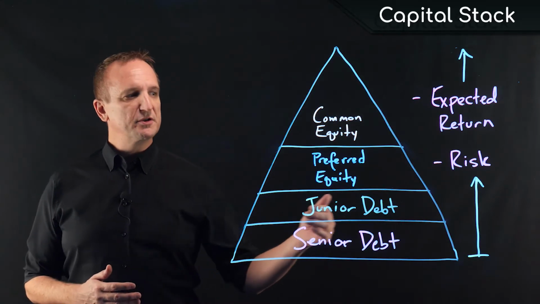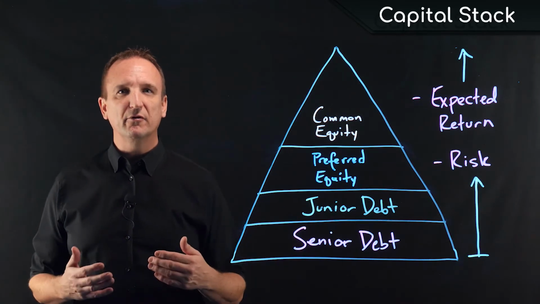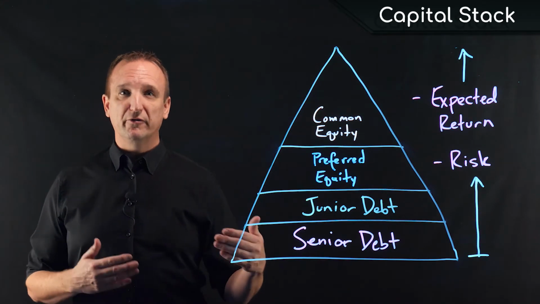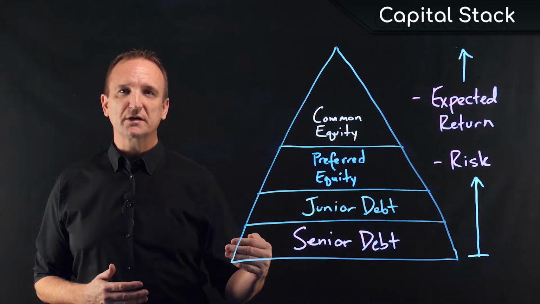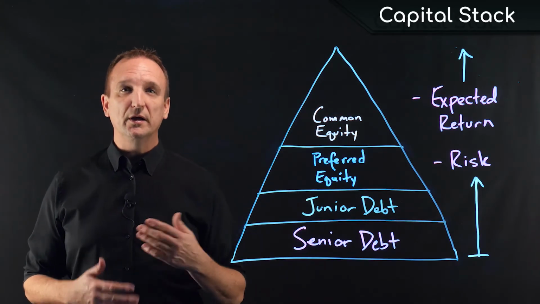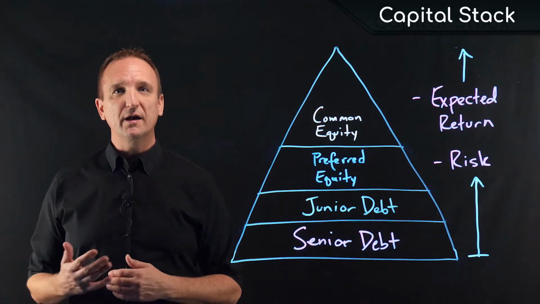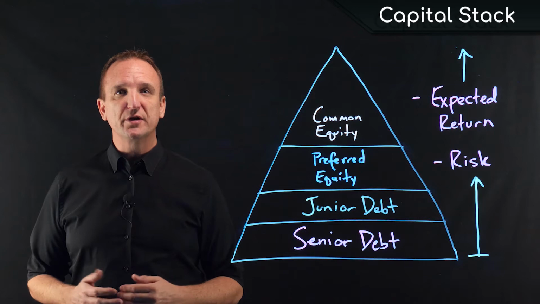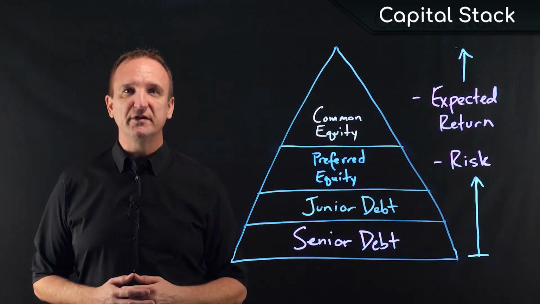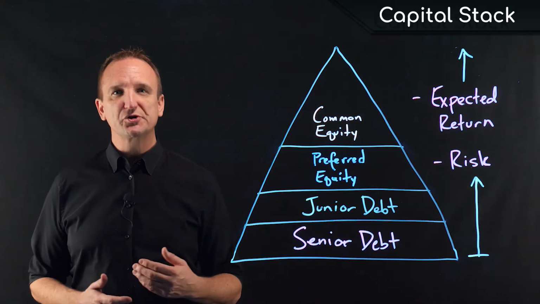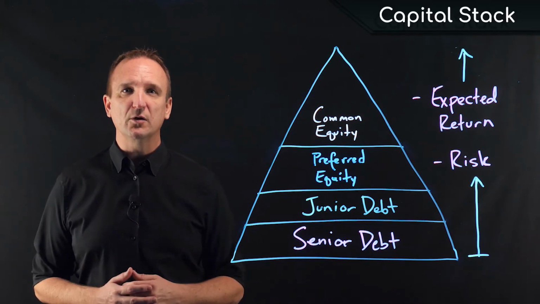Simultaneously, each of those positions indicates a different level of risk and expected return, with senior debt being first priority, having the lowest risk and therefore the lowest expected return, with common equity being last priority and having the highest risk and expected return. Senior debt takes priority over junior debt because it is first in line to receive the income and also first in line to receive any proceeds should the project fail and need to be liquidated.